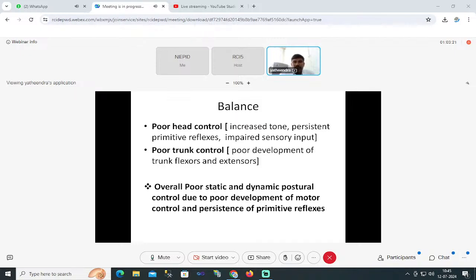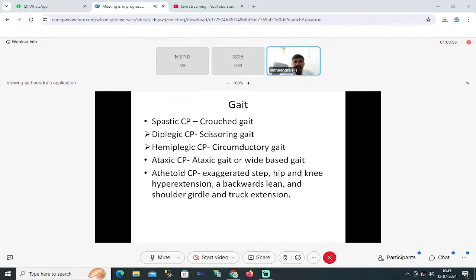Balance. Again, static balance and dynamic balance we need to assess. It's broadly classified into two categories, static and dynamic. Both categories we need to assess, so that in terms of head control, in terms of trunk control, everything comes under balance. Then we need to see how the CP child is walking. By assessing the gait pattern, we can see what category of gait CP it belongs to.